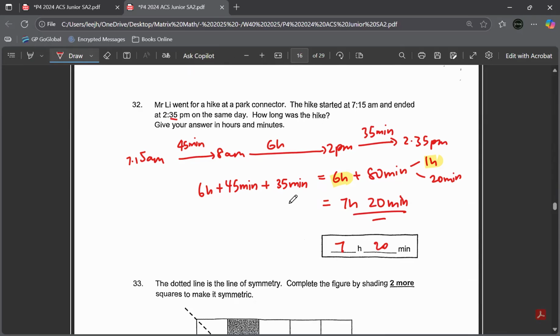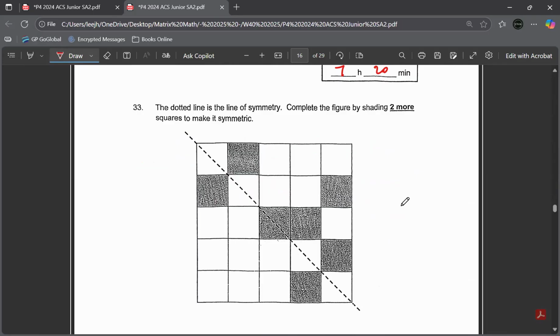Okay. Question number 33. The dotted line is the line of symmetry. Complete the figure by shading two more squares to make it symmetric. So you can take a paper actually. So you see which one is missing. This is the line of symmetry. So you know these two are equal. Here there is no shading. Here already have, but here got two.